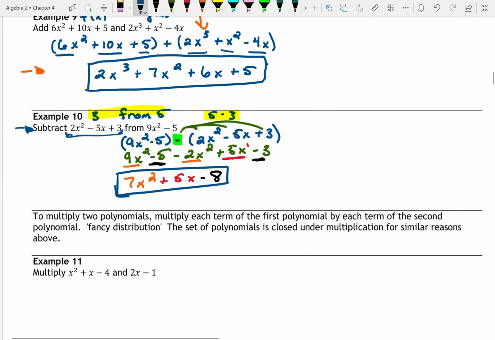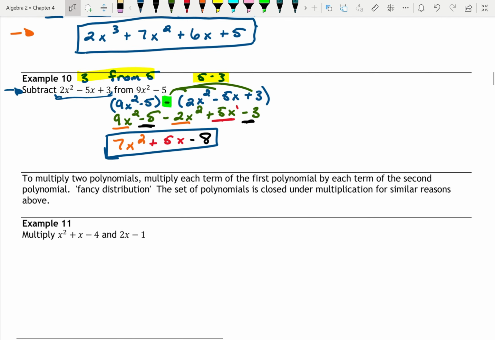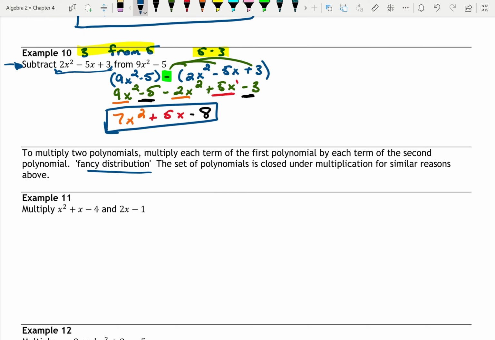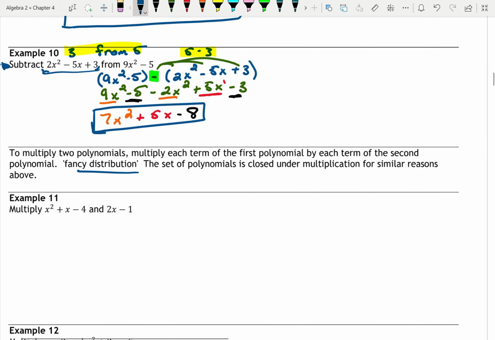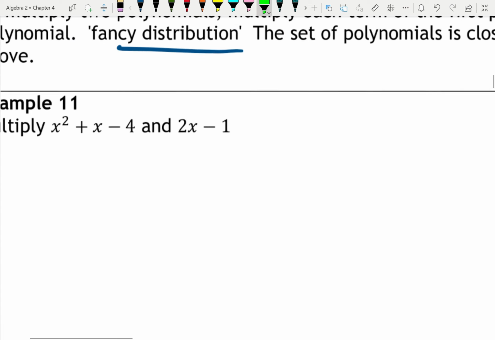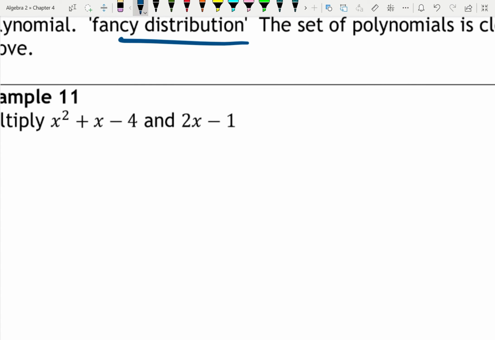Next up, this little blurb just talks about how we multiply. When we multiply, we're going to be using fancy distributing, right? Kind of like the foiling method, right? Whenever you take something up here, right here, I distributed that negative 1. We're going to be doing something kind of similar in this. So number 11, we distribute these. We have two different polynomials here, right? We have a trinomial with 3 terms and a binomial with 2 terms.